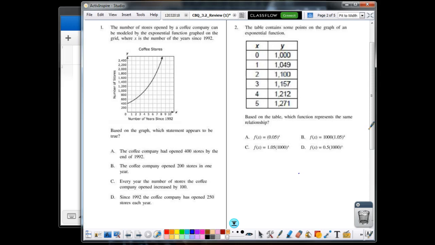Yeah, that's true, kind of. Let's look at B. The coffee company opened 200 stores in 1 year. So after the first year, if we started at 400 and it grew by 200, where should it be? 600, right? Is it there? No. So that means B is incorrect.